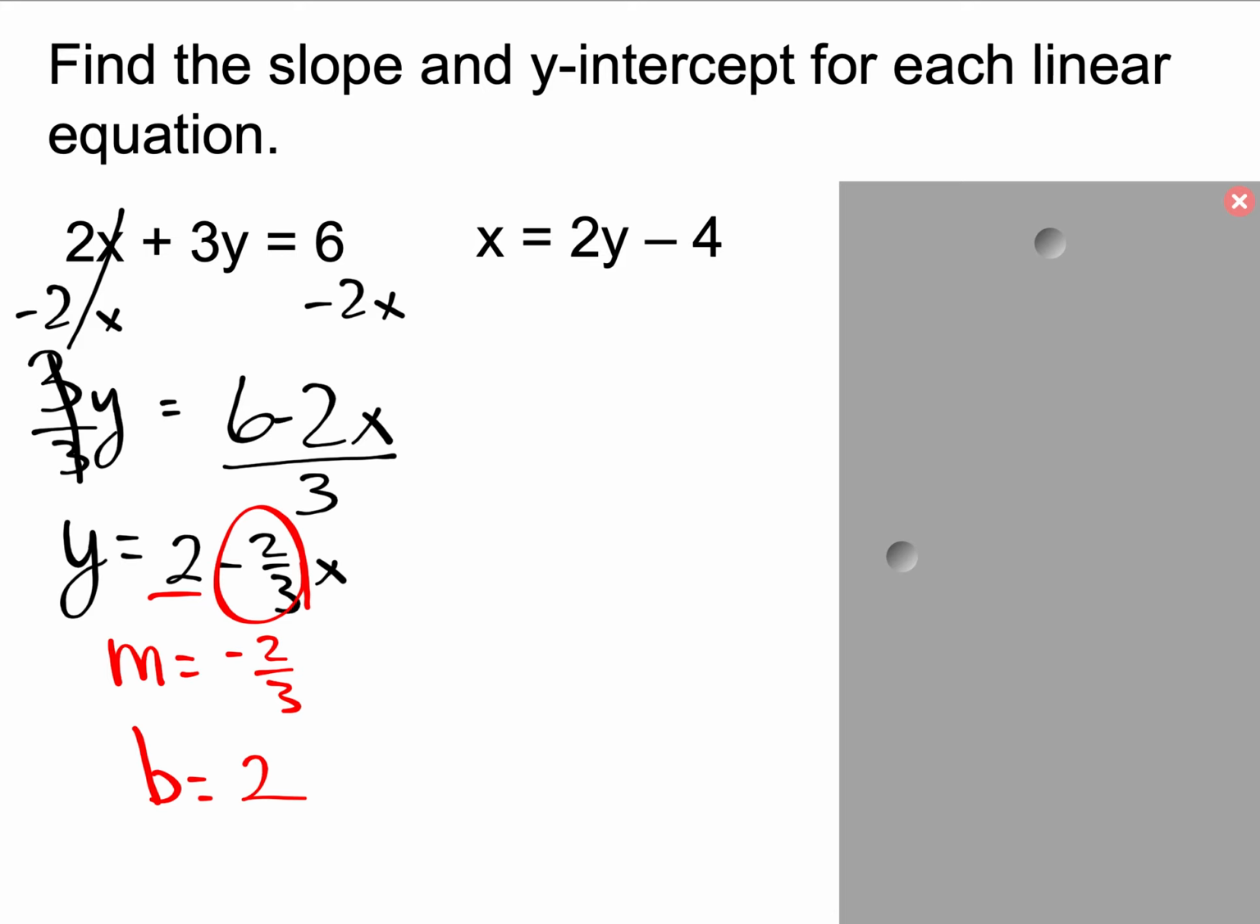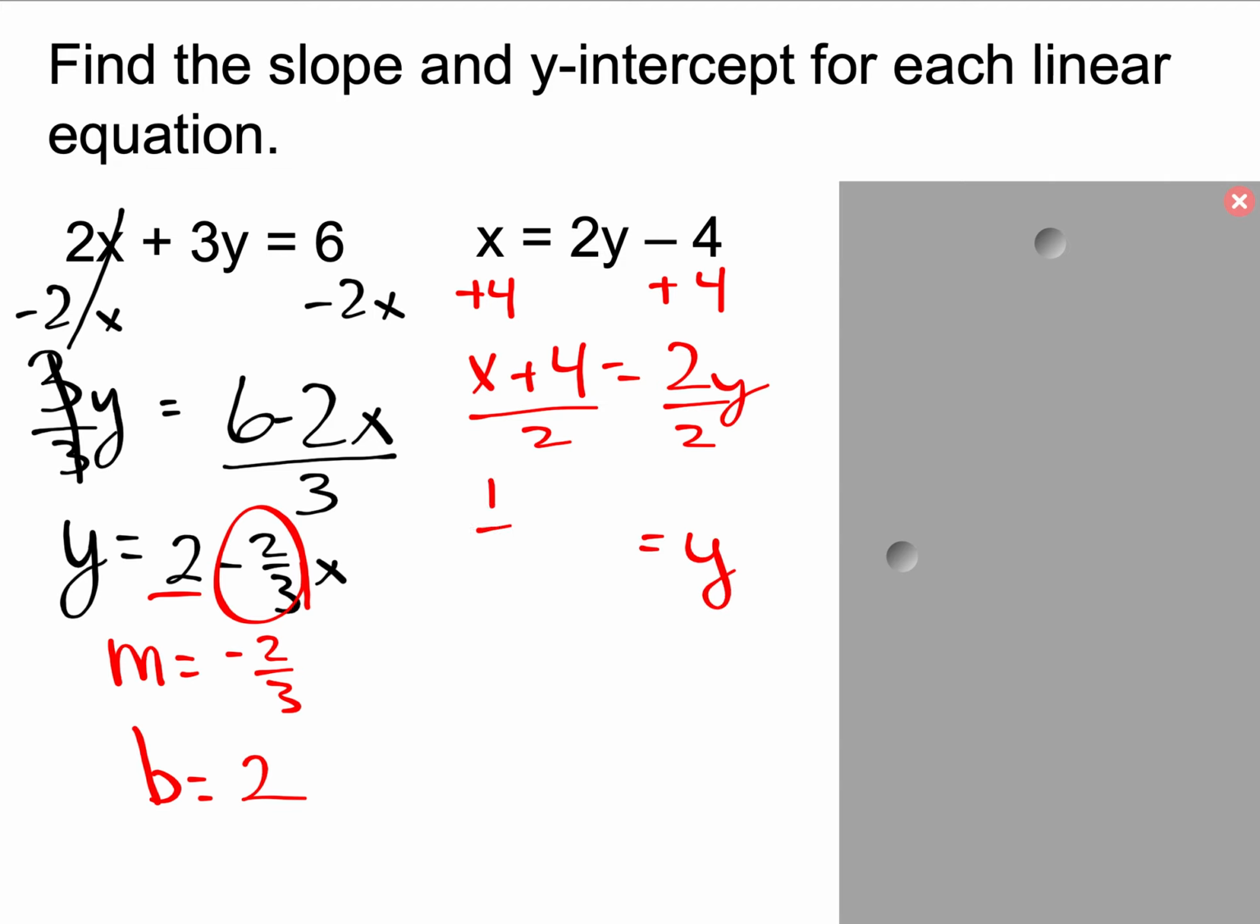Okay, x = 2y - 4. This one is not solved for y, so we'd have to solve it for y first. We go ahead and add 4 to both sides. So x + 4 = 2y. Then we can divide by 2, again distributing here. x divided by 2 is 1/2 x. 4 divided by 2 is 2. Now that y is by itself, we can identify the slope and the intercept. The slope is 1/2, the intercept is 2.